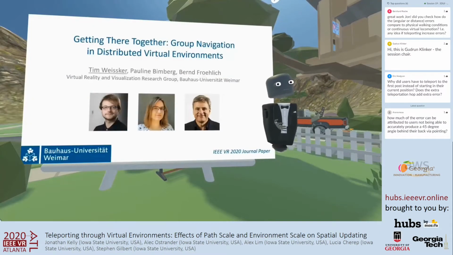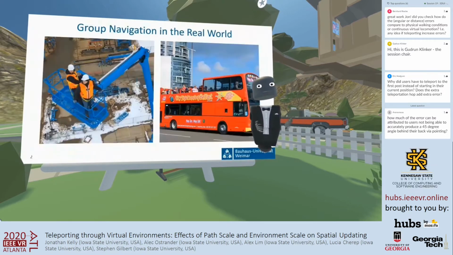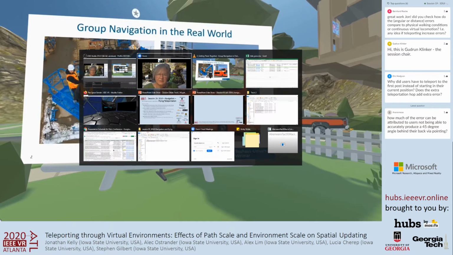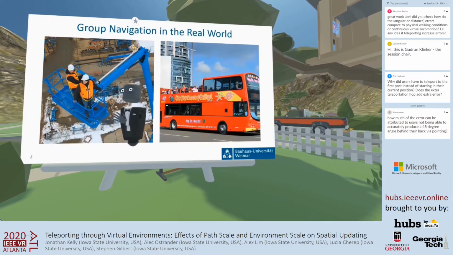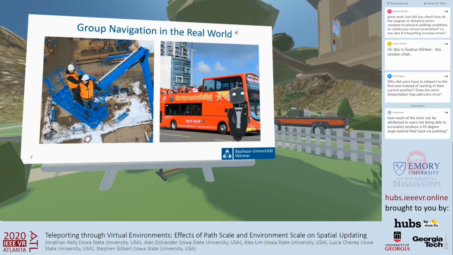Thank you very much for coming, and welcome to the presentation of our paper on group navigation in distributed virtual environments. Group navigation is a process that is quite common in the real world, because in order to get somewhere together, it's usually more efficient to use a shared vehicle rather than going there one by one. This is especially true when the points of interest are difficult to reach, or if you just have one tour guide in the group knowing how to get to these points of interest.